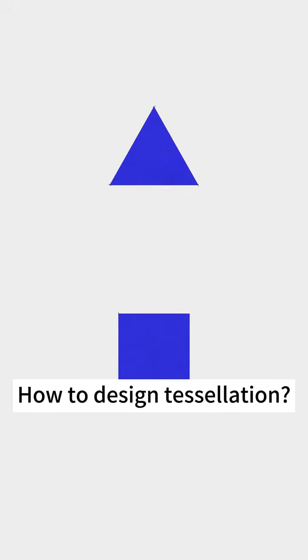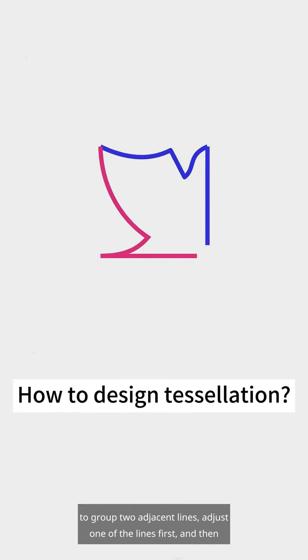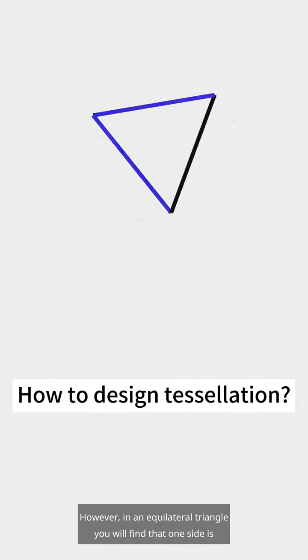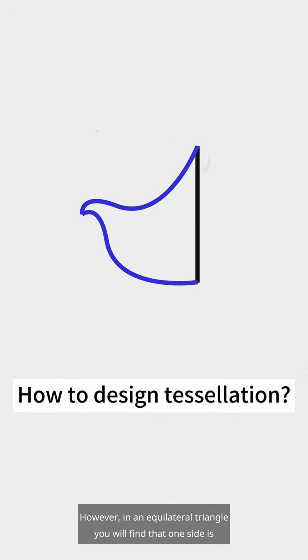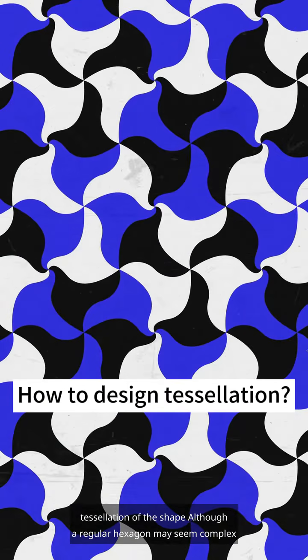the beginning. For example, with an equilateral triangle or a square, we only need to group two adjacent lines. Adjust one of the lines first, and then rotate the shape to the other side. However, in an equilateral triangle, you will find that one side is left out. Don't worry, we can first divide it into two segments. Then, by performing a transformation and rotation, we can achieve a tessellation of the shape.